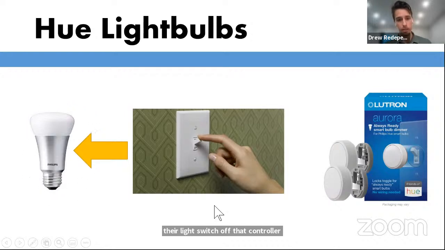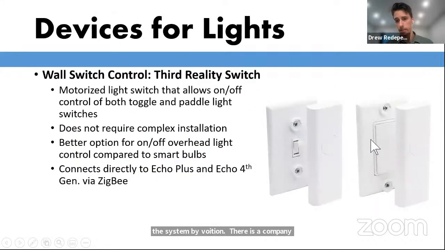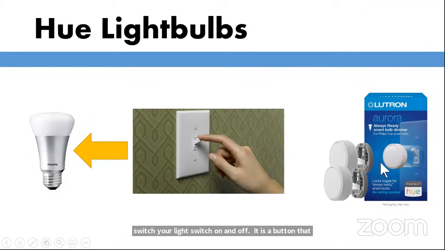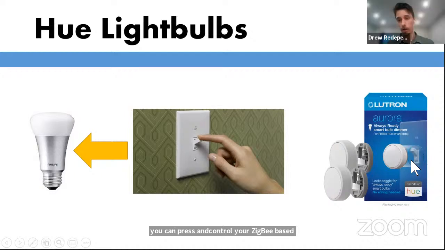One big problem with this is that if you have a bunch of Hue bulbs connected in a room and a caregiver or someone flips the light switch off, the person can no longer control their Hue bulbs by voice. One solution to this is there's a company called Lutron that just recently came out with a device that sits over the top of the light switch. What this device does is it allows you to control your ZigBee-based devices using this switch here, and it doesn't flip your light switch on and off. It has a little button on it that you can press, and it can control your ZigBee-based Hue light bulbs using the switch instead of controlling it with your switch on the wall.